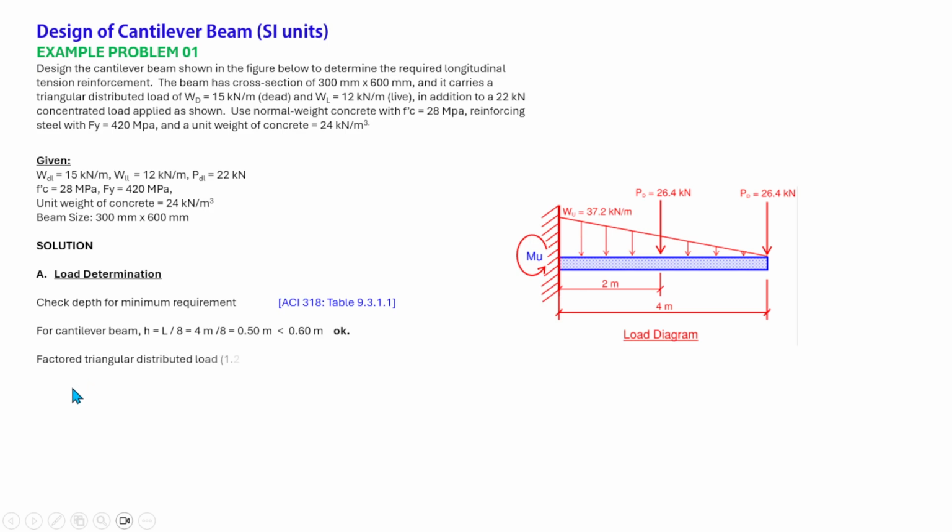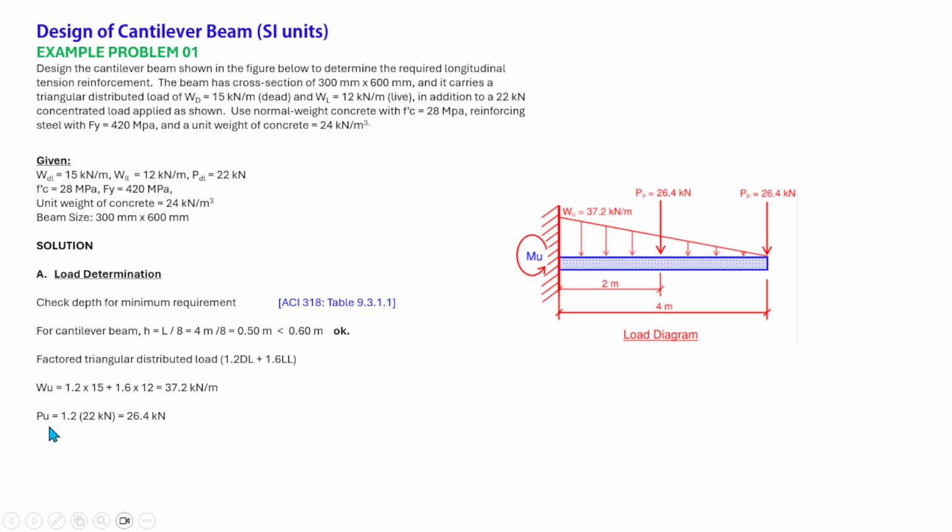So now we will calculate the factored triangular distributed load based on 1.2 dead load and 1.6 live load. So 1.2 times 15, the dead load, plus 1.6 times 12, the live load, and that is equal to 37.2 kilonewton per meter. So that is our factored triangular distributed load, which is this one here.